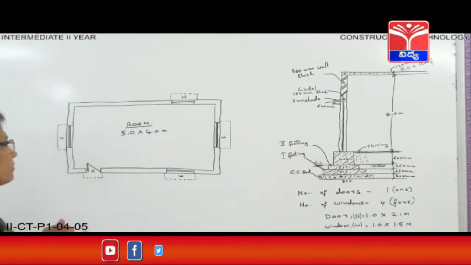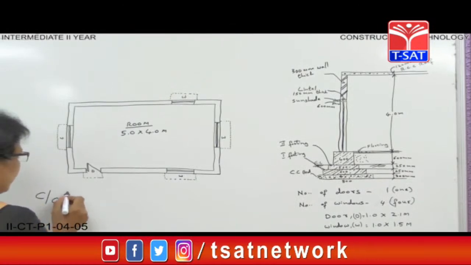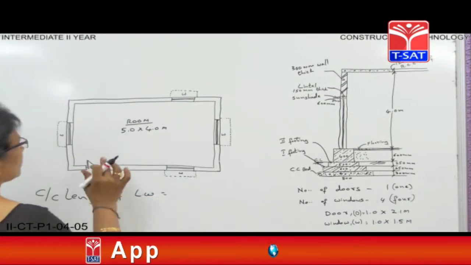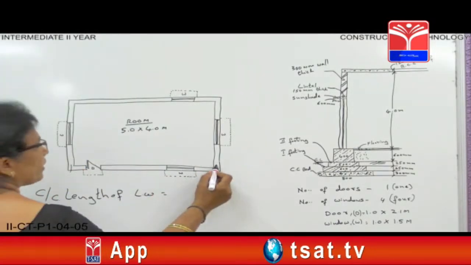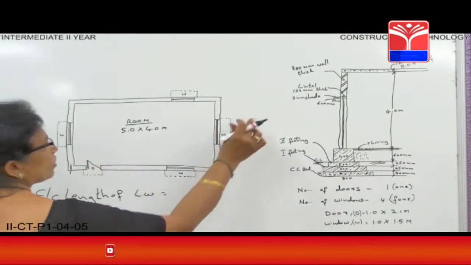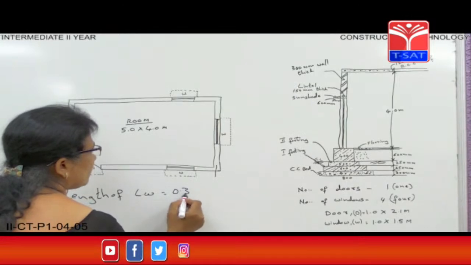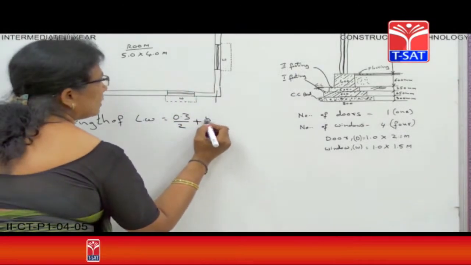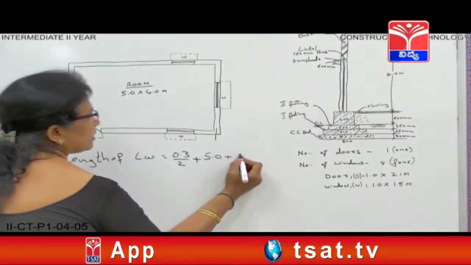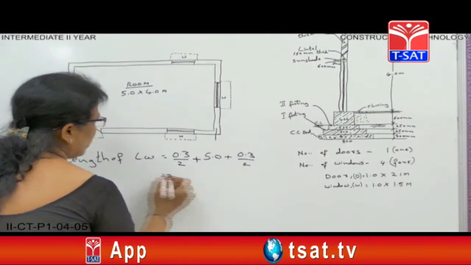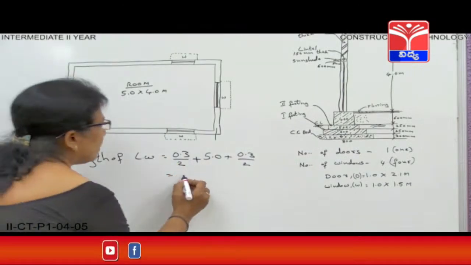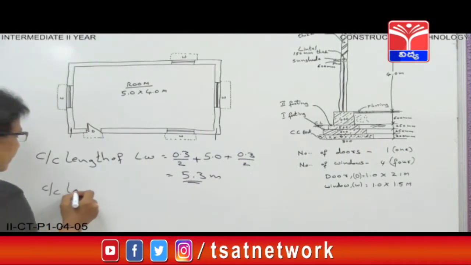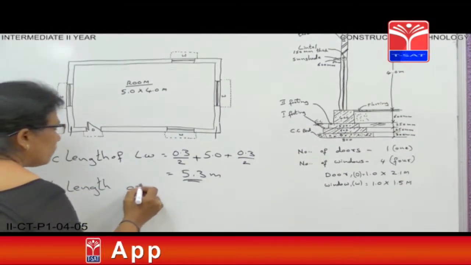Now we will see the center to center length of the long wall. From here to here we have to take from center to center. So half the width of the wall thickness, it is a 300 mm wall, so half the thickness is 0.3 by 2, plus from here to here the wall length is 5.0, and half of this, that is 0.3 by 2. So the total center to center length of the long wall is 5.3 meters.